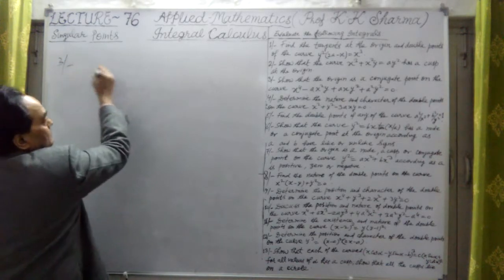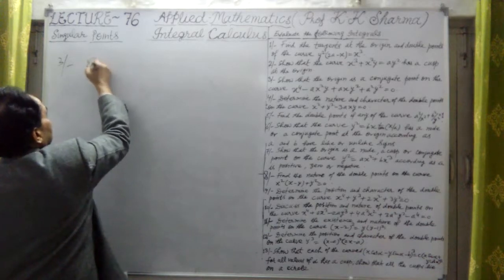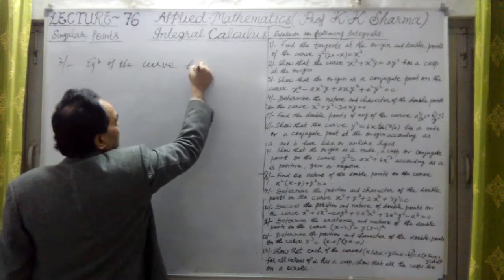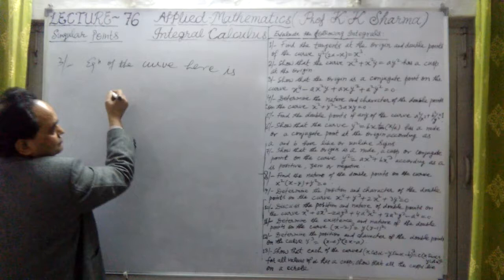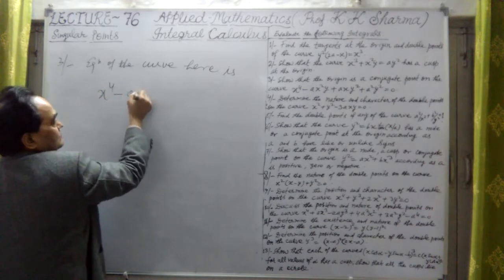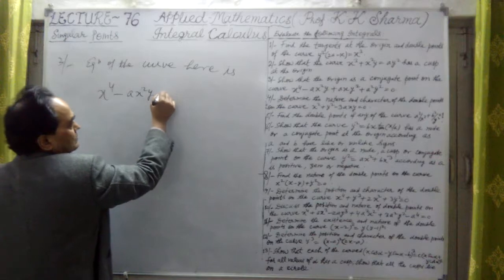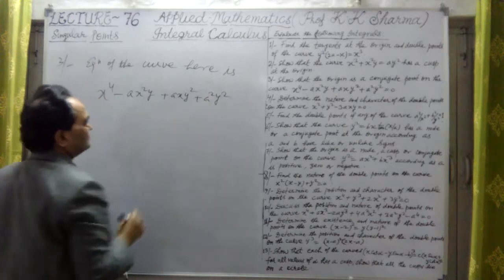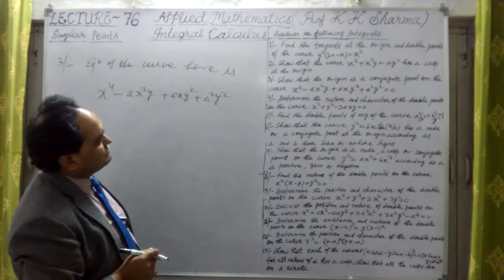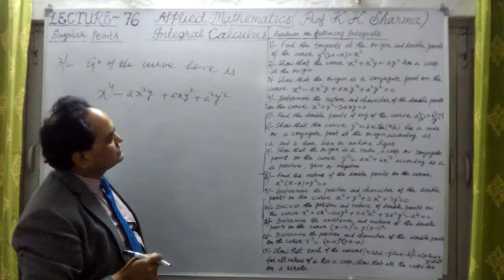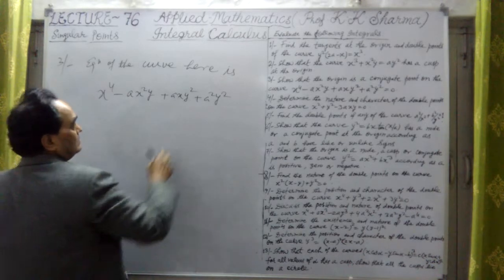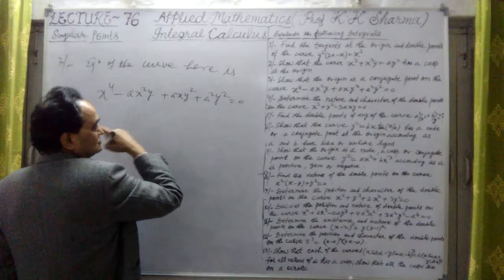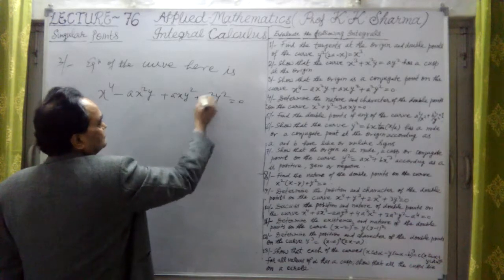Question number 3. The equation of the curve given here is x^4 minus a x^2 y plus a x y^2 plus a^2 y^2. Okay. Again, if I take this as a quadratic equation in y, it is equal to 0. So these two terms are equal to 0.